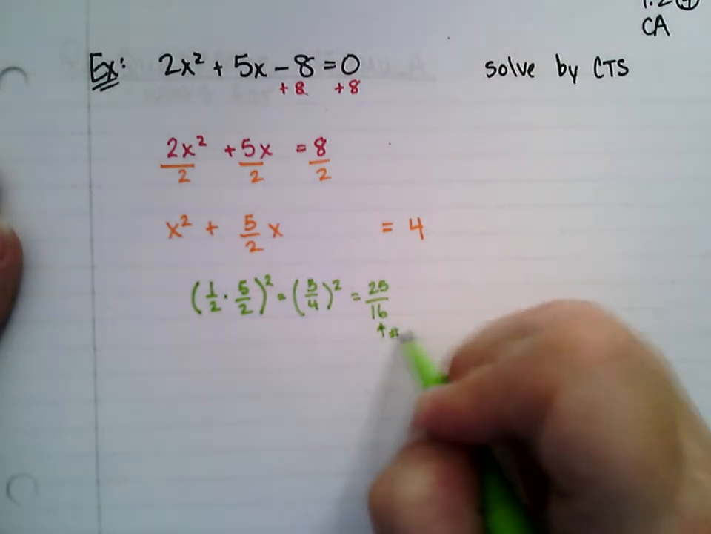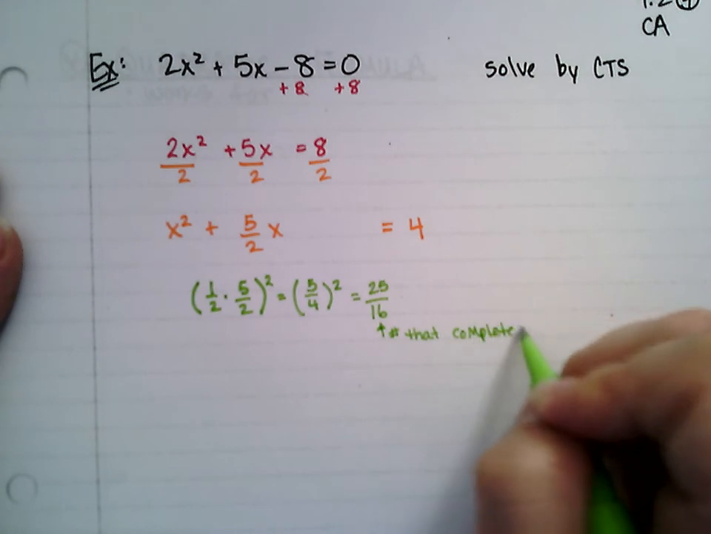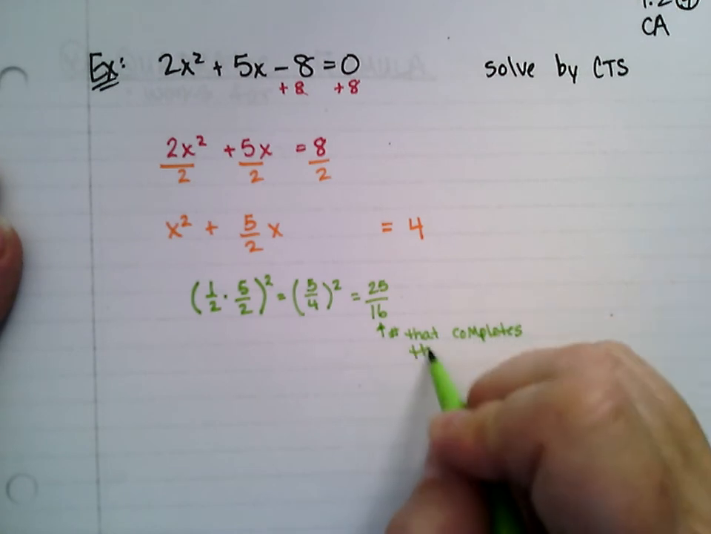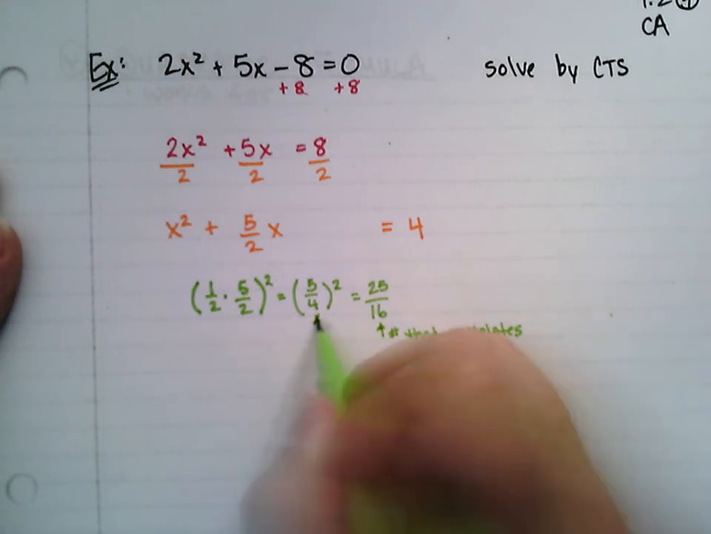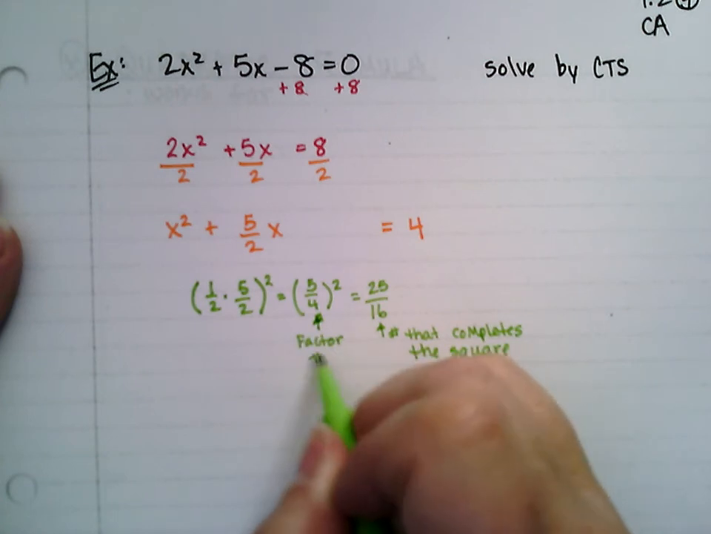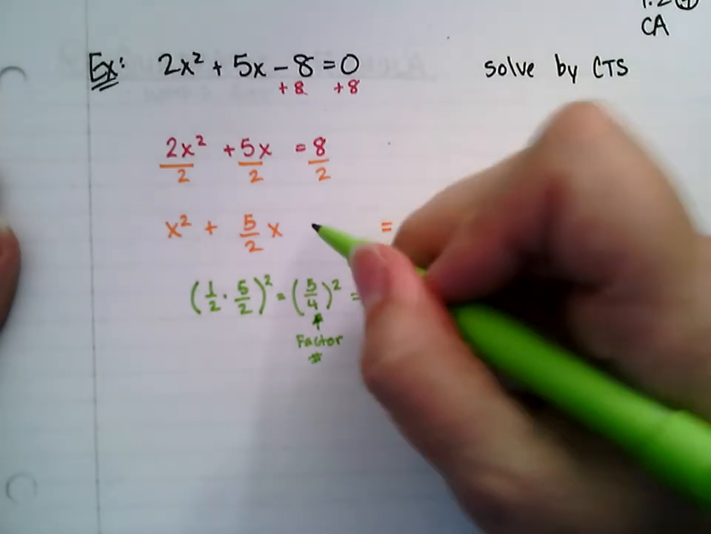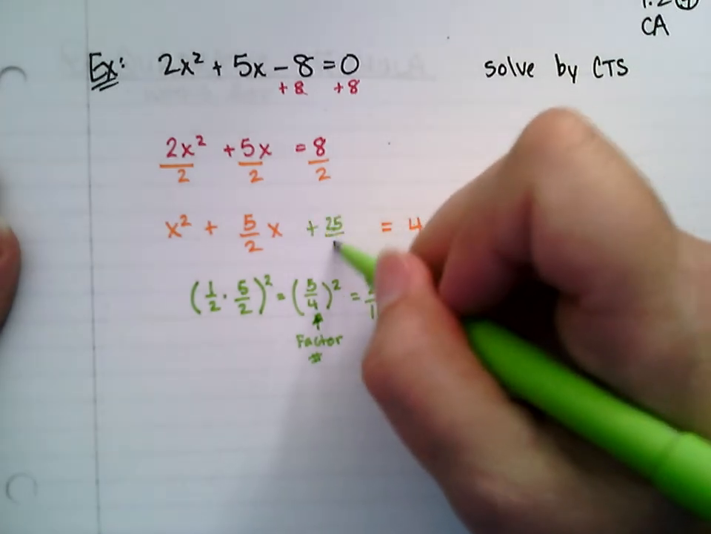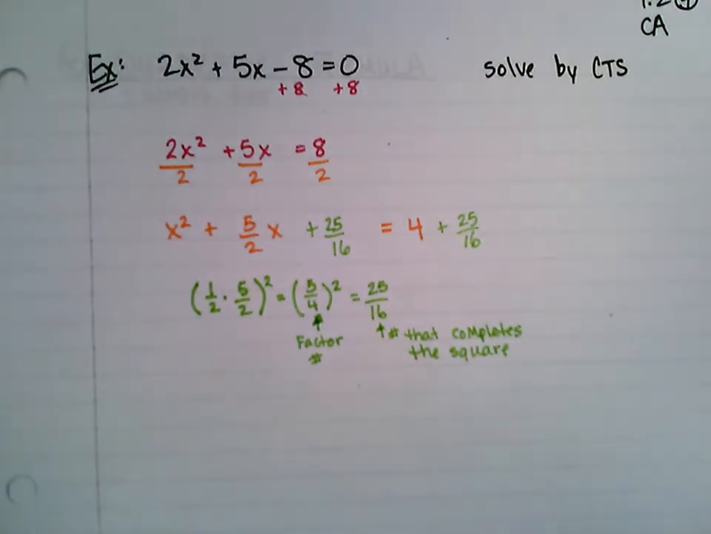Now this gives me like 2 pieces to the puzzle. This is the number that completes the square in case anyone ever asks you what's the number that completes the square. This is it. And then this is the number that I use for factoring. Okay. So I'm going to add this number that completes the square to both sides. And then on my next step, I'm going to factor.